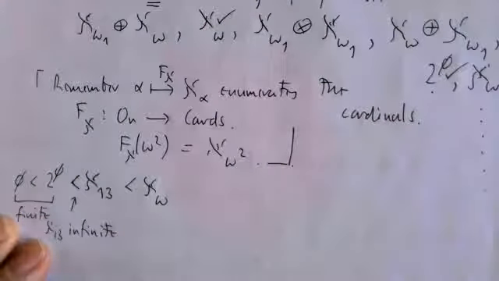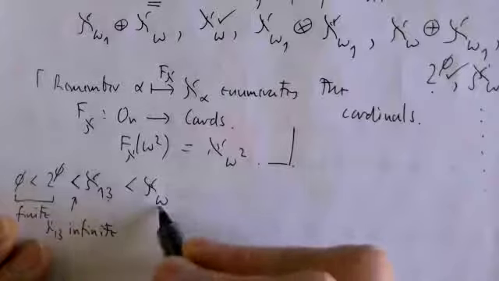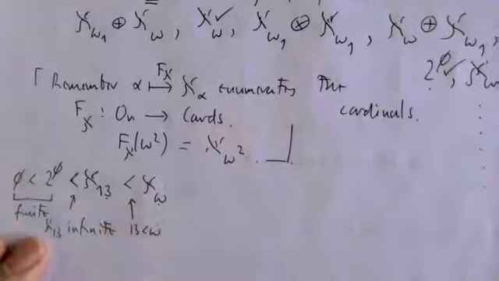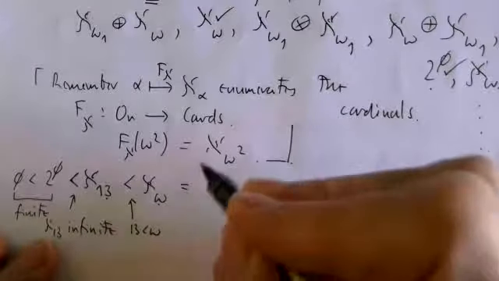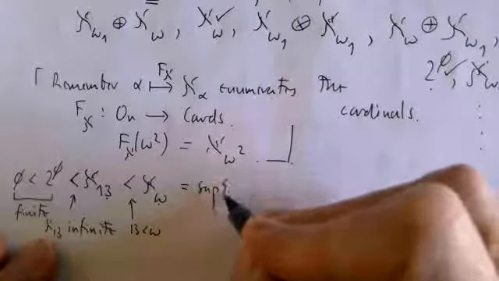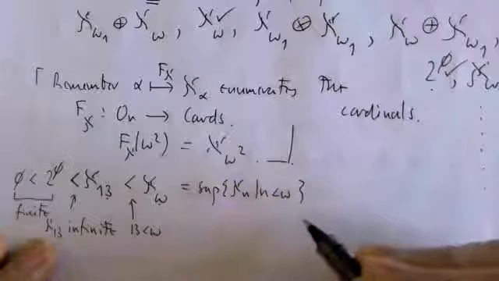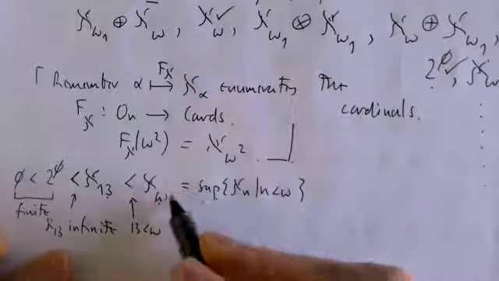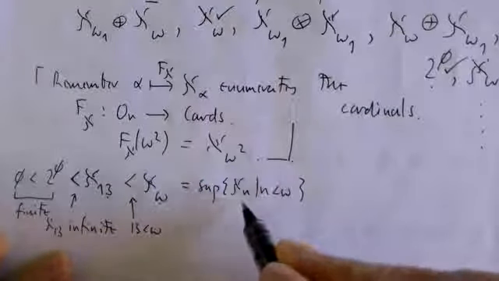Here. Again, the reason is 13 is less than omega. So that's why that is a strict less than. This equals the sup of the Aleph n's here. And again, by definition, this is the least cardinal bigger than all of these. And this is a cardinal.